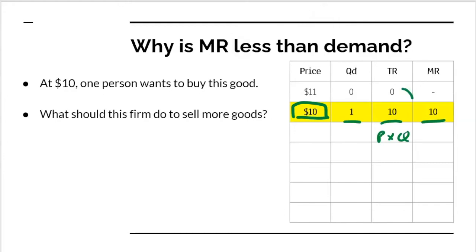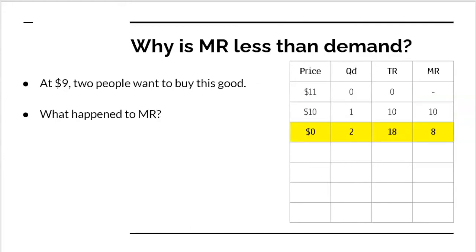Because from 0 to 1, we increase by $10. But let's say this firm wants to sell more than one good. What does this firm have to do? Well, if this firm wants to sell more goods, they're going to have to drop the price. And this is a typo. It shouldn't be 0, it should actually be $9. And so to sell 2 products, they have to drop the price to $9.